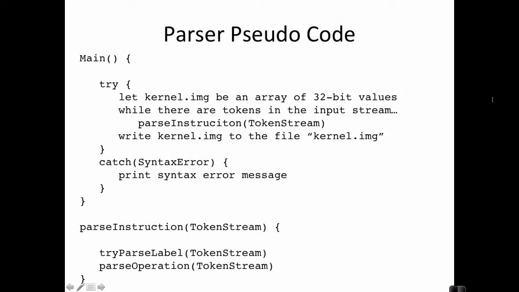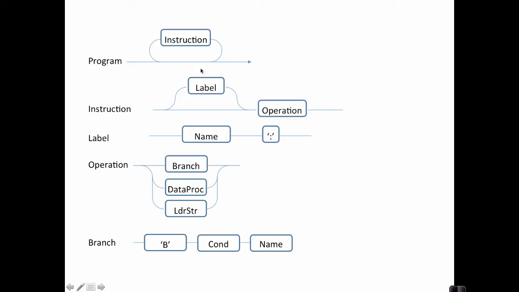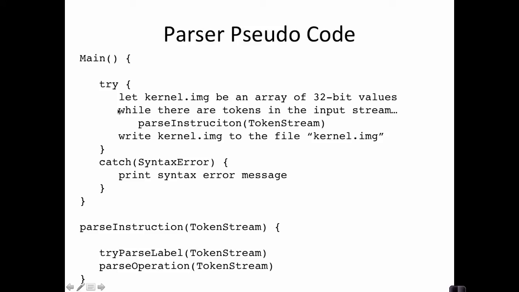Let's take a look at how the parser works. Here's the main for the parser. What we want to do is create an array of 32-bit values that represent the instructions for kernel.img, and I'm going to call that array kernel.img. Eventually, when we're all done, we'll write that image out to the kernel file here, and that's what the last line in main does. Now, as you may recall from our syntax diagram, a program consists of 0 or more instructions, and that loop in the syntax diagram corresponds with this loop here in the pseudocode.